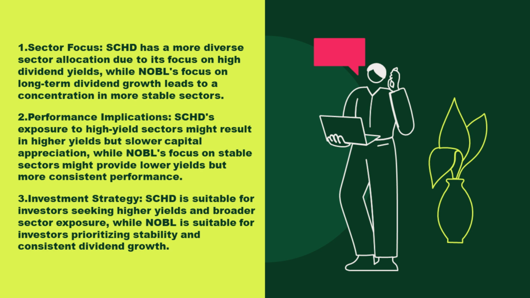In summary, SCHD's sector allocation reflects its focus on high current dividend yields, leading to notable exposure to sectors with traditionally high dividends. NOBL's sector allocation, influenced by its criteria for long-term dividend growth, often results in a concentration in more stable, defensive sectors. These differences can affect their performance, with SCHD potentially offering higher yields and broader sector exposure, while NOBL may provide stability and consistent dividend growth but with potentially lower yields and less exposure to high-growth sectors.